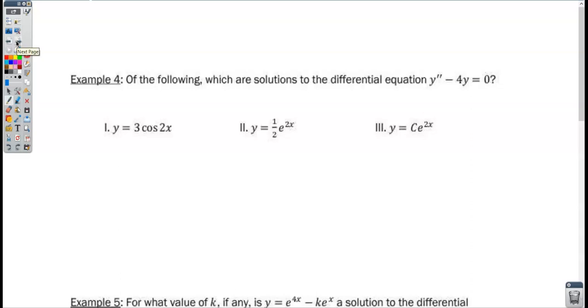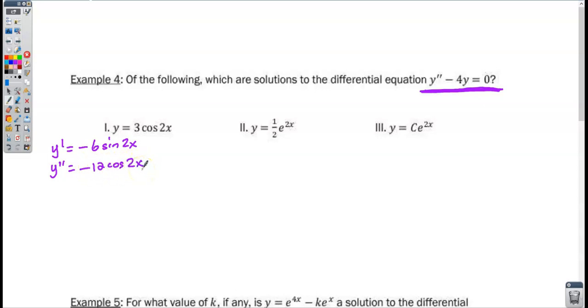The question is the following: which are solutions to the differential equation y double prime minus 4y equals 0? In order to answer this question, to see if it is a solution to this differential equation, we're going to need the second derivative of all of these functions. So the first thing I'm going to do is calculate the first and second derivative of all of these. I start with choice 1. The first derivative is going to be negative 6 sine of 2x. And then the second derivative is going to be negative 12 cosine of 2x.